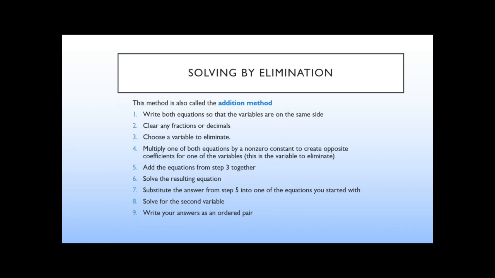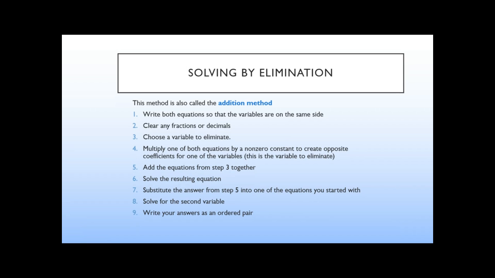You write both equations so that the variables are on the same side. So you want to make sure that x and y are on the same side. Then if you have any fractions or decimals, you clear those by multiplying by a power of 10 to get rid of any decimals, or multiplying by the common denominator. And then you need to pick, what variable do I want to get rid of? Do I want to get rid of x or do I want to get rid of y? And you want to pick the one that's easiest.